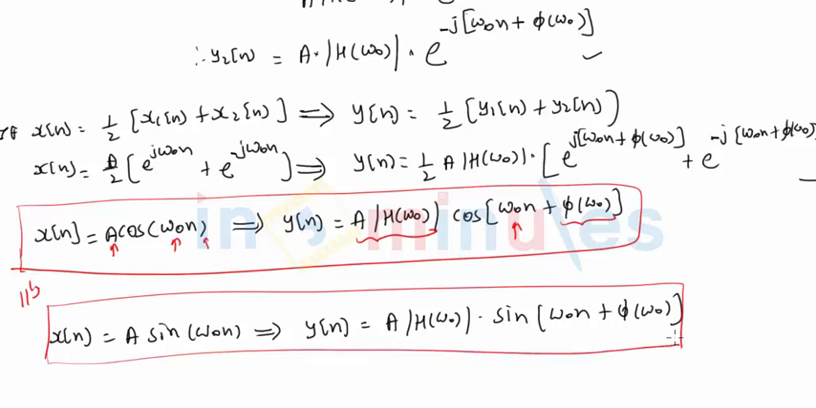So we have got response to cosine as well as sine functions. In case of sine function also, you can see it's the same thing. Amplitude gets multiplied by |H(omega naught)|, and the phase phi of omega naught gets added, but the frequency omega naught does not change, and sine comes at the output in the sine form. So we will use these two important results and look at a couple of numericals.